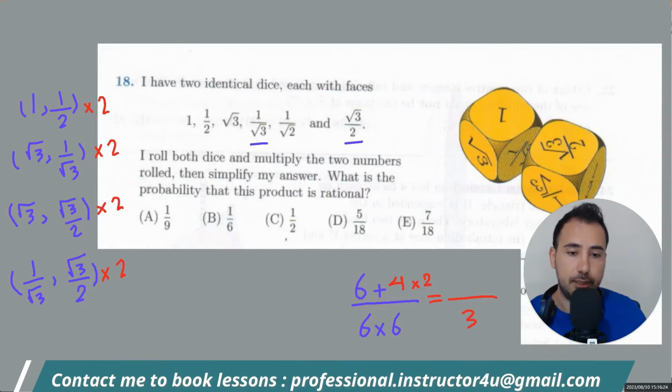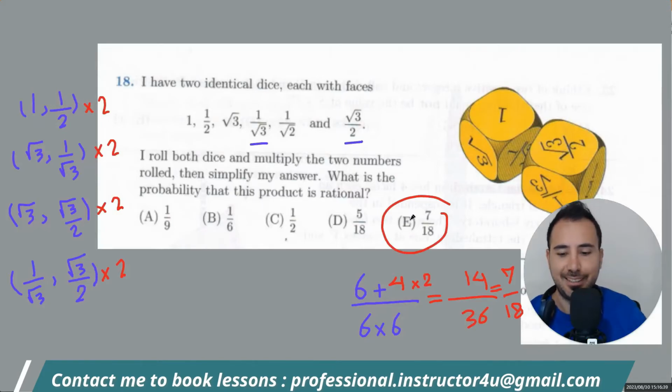So this will be 36. This will be 14. You simplify it, you're going to get, okay, 7 over, let's see, 18, which is going to be the last one, B.